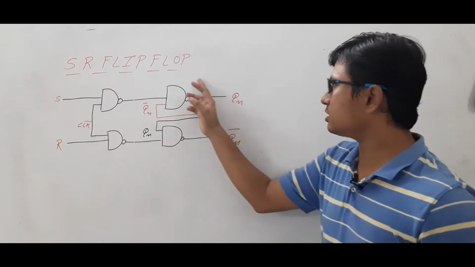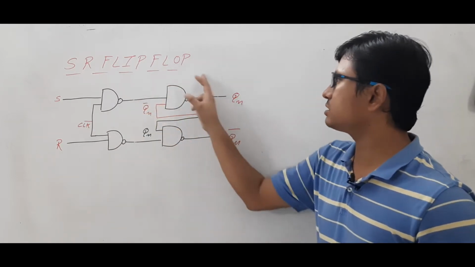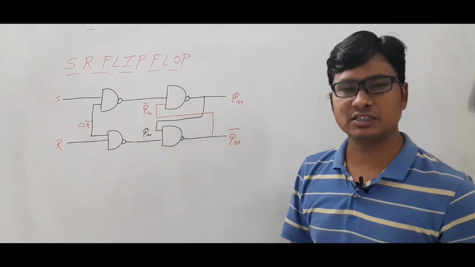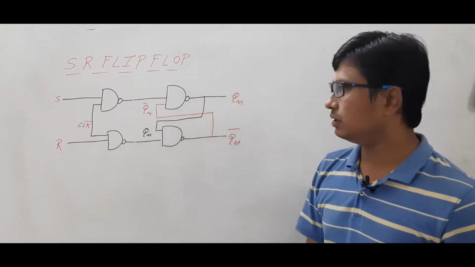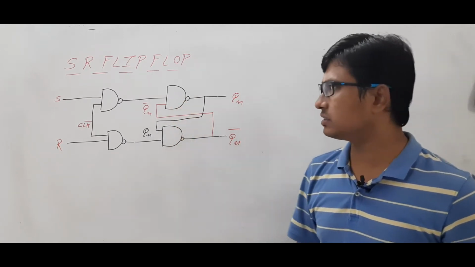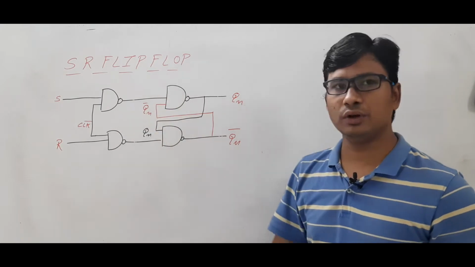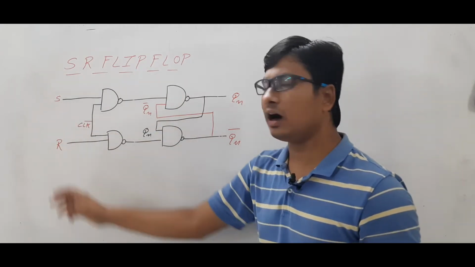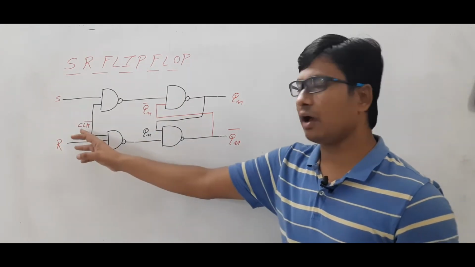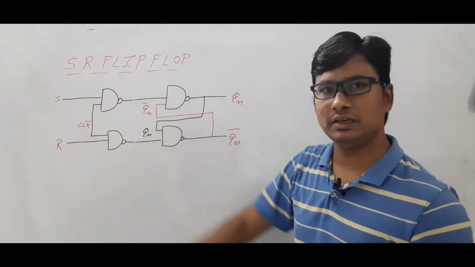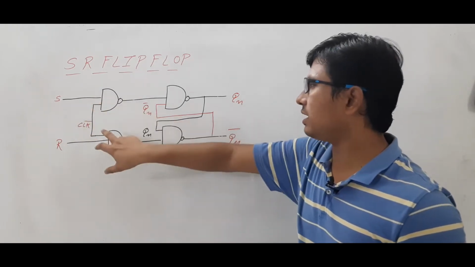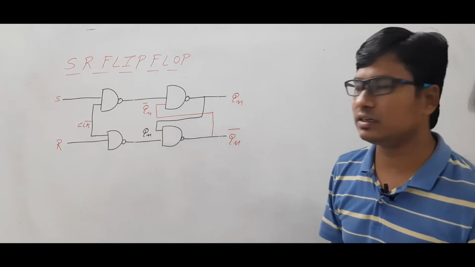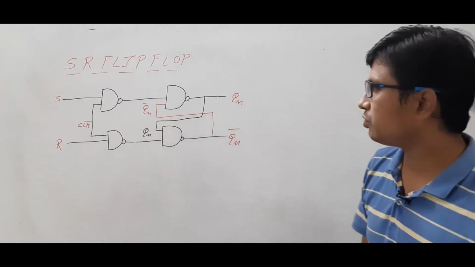Now, this part looks like an SR latch only. Am I right or wrong? Using what? NAND gates. Now, as I said, we have 4 NAND gates. S and R, the set and reset. We have a clock connected to this NAND gate. So, in these two NAND gates, one input is acting as a clock. Are you able to follow it or not?